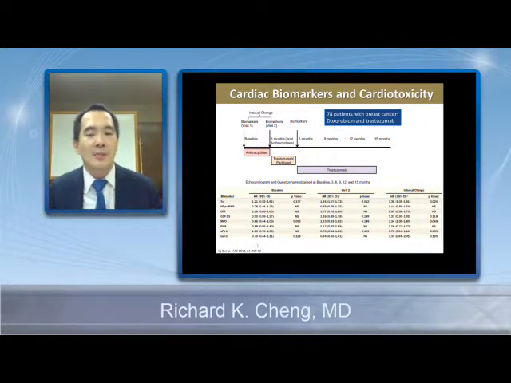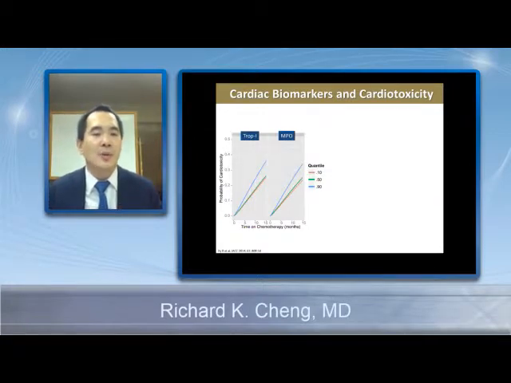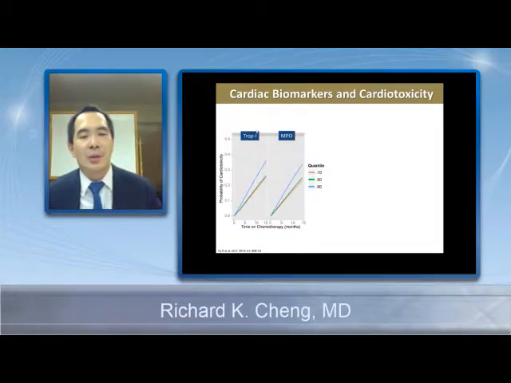Looking across all these markers, what they found is that troponin and myeloperoxidase, which is a marker of oxidative stress, were the most predictive of subsequent cardiotoxicity. So this summarizes the effect of troponin and myeloperoxidase in predicting cardiotoxicity. Here we have time on chemotherapy on the x-axis and probability of cardiotoxicity on the y-axis, and what you're looking at are quintiles of these biomarkers, where blue is the highest quintile.